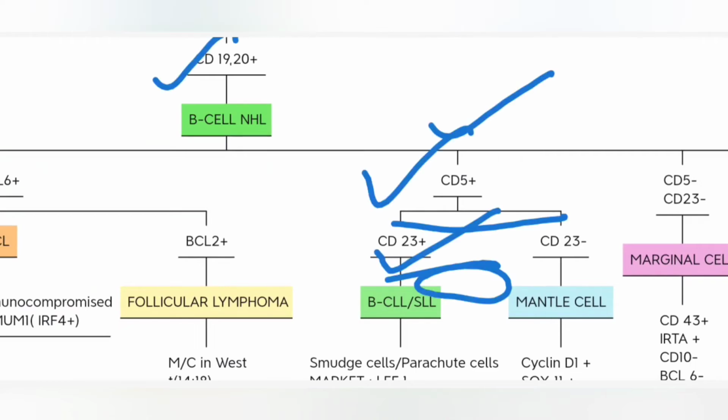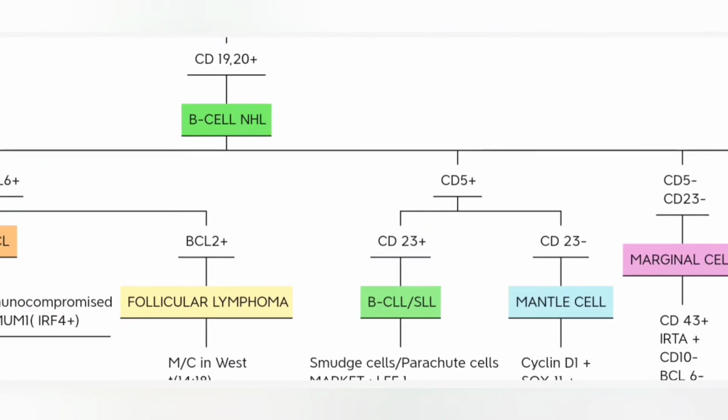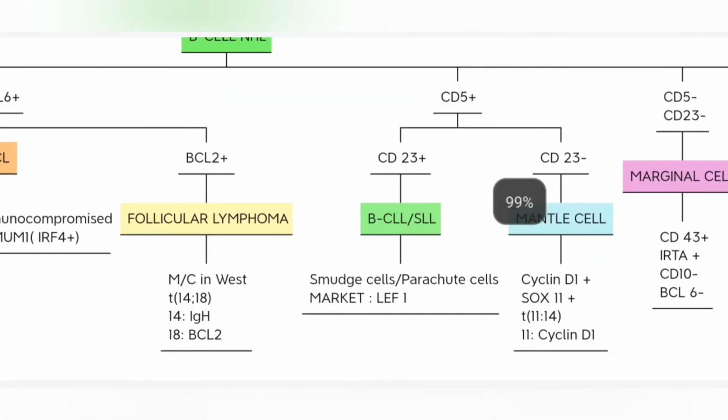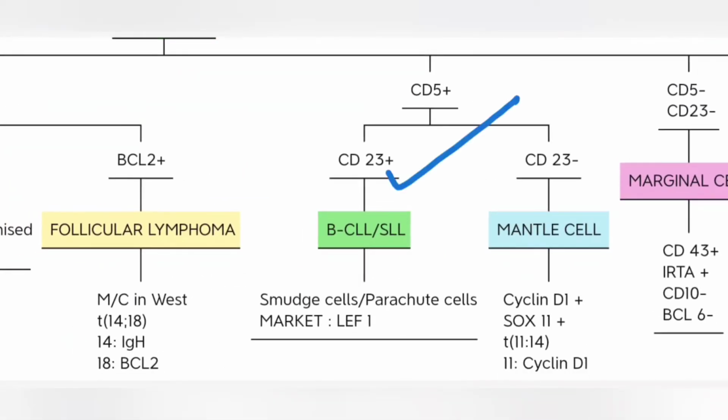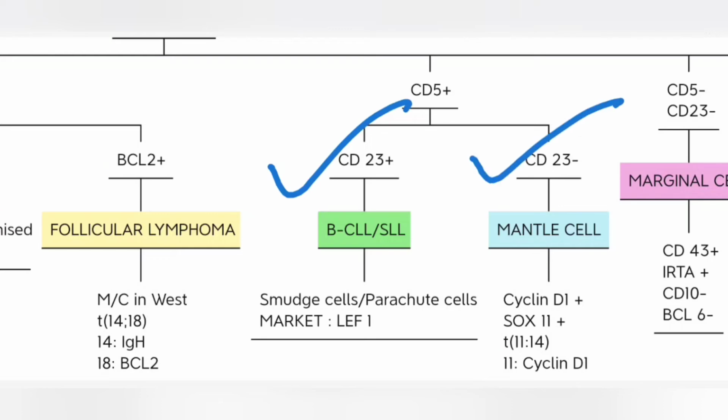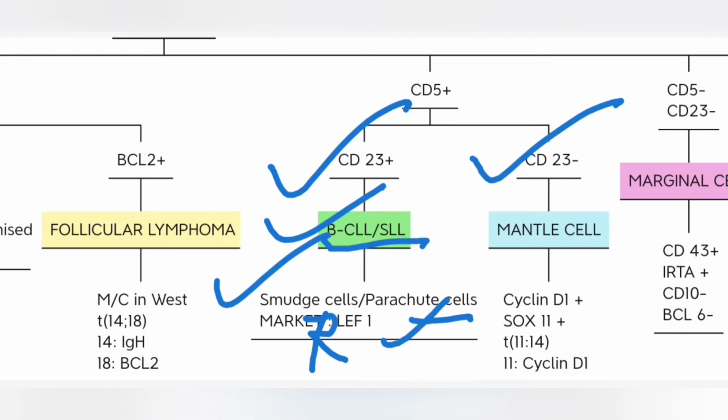Then we'll talk about B cell lymphoma which is CD5 positive. So there are two possibilities. It can be CD23 positive or CD23 negative. CD23 positive, we'll have B cell lymphocytic leukemia or small lymphocytic lymphoma. You'll be given the history of smudge cells and parachute cells, and the marker will be LEF1.